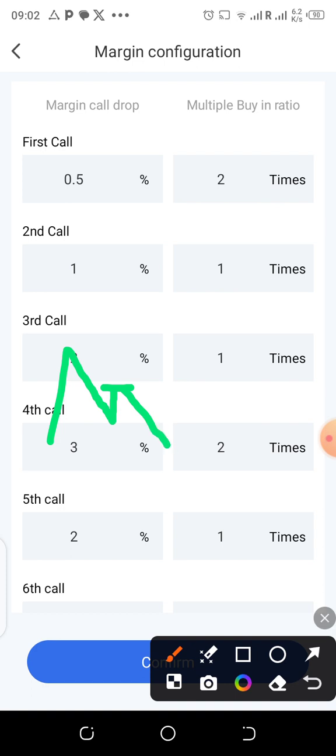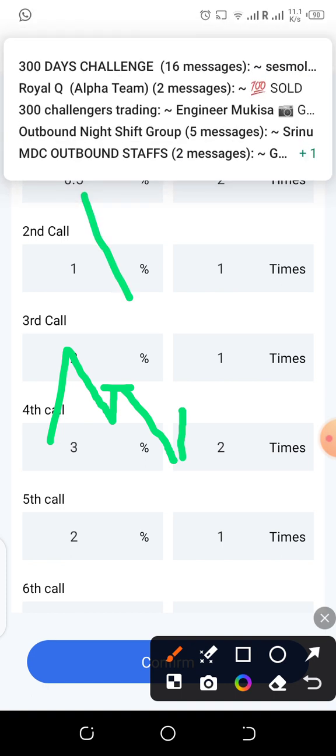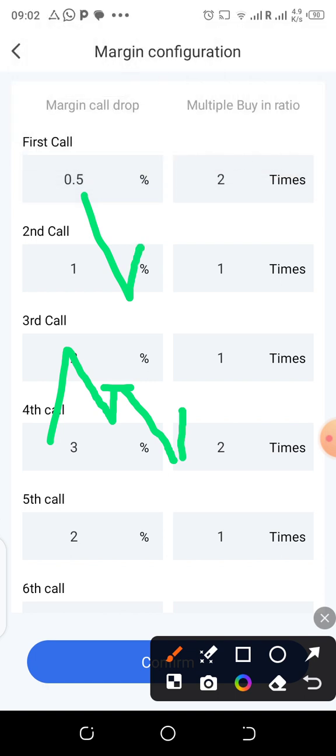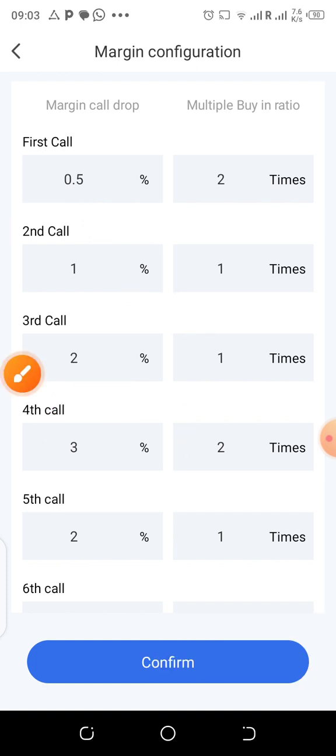The market tries to move down by 1%, the second call. As it tries to move up by 0.1, let the robot buy. So that is what the buy in callback means. The market drops by 0.5%, it tries to move up by 0.1, the robot buys. The market drops by 1%, it tries to move up by 0.1, the robot buys. So that is it.